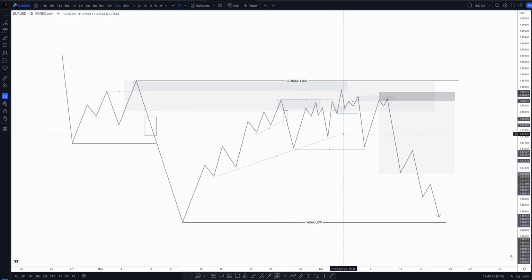So before I ramble on any longer, let's take a bit of a loose look on the charts, and then we'll really dive into the juicy details of those entry models.